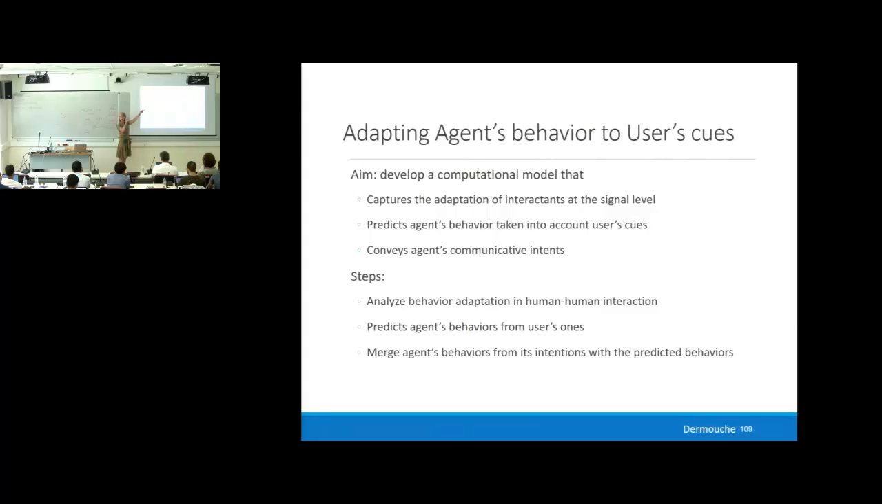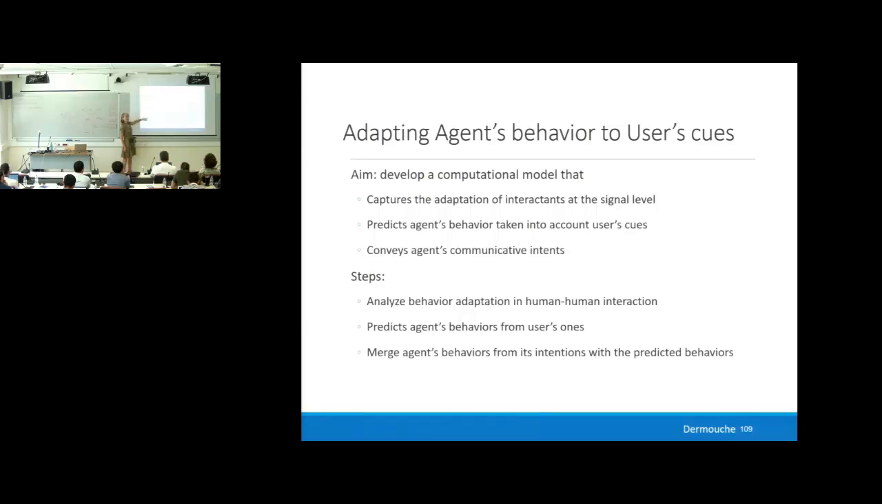So no more as a conversational strategy or higher level behavior. We want to predict the agent signals taking into account the user's cues, and also the agent should continue conveying its communicative intent. To build such models, we first analyze behavior adaptation in human-human data. So we have to learn a model from human-human data.